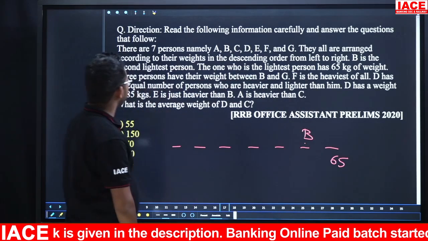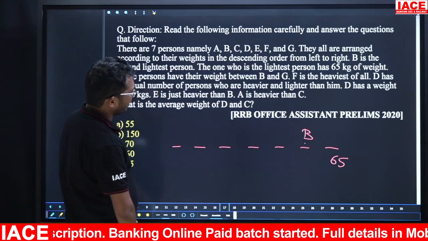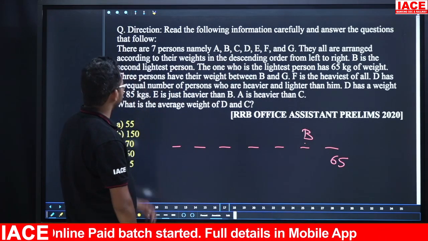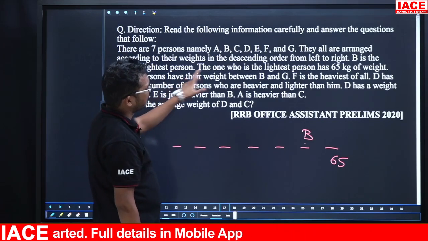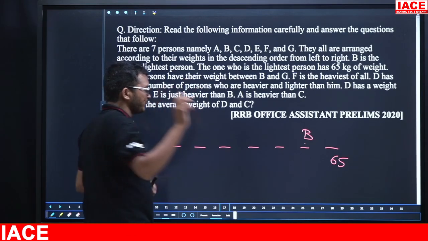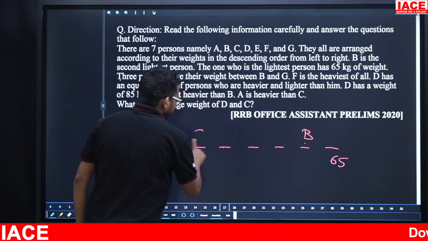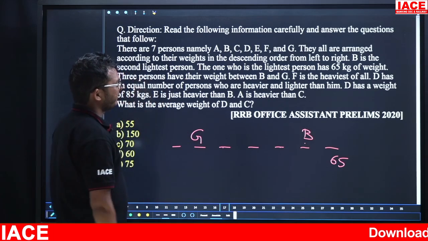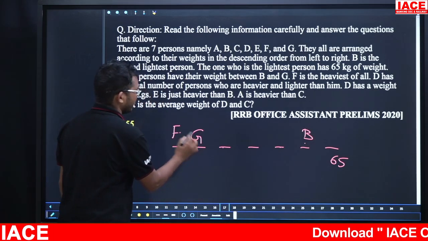Next one, 3 persons have weight between B and G, not heavier, sorry. Between B and G here they are having 3 people: B, 1, 2, 3. This one is here G. Next one, F is the heaviest of all. This one is here F.